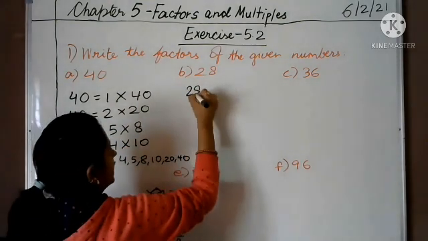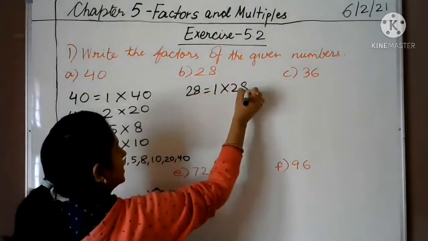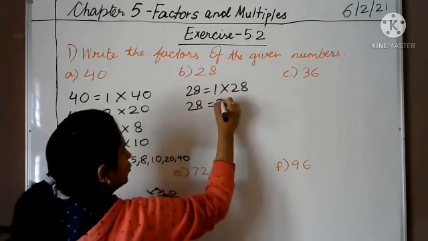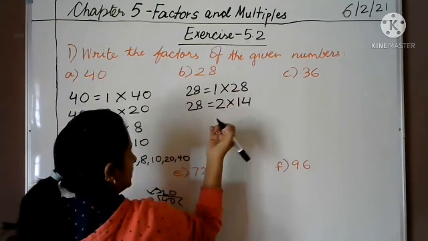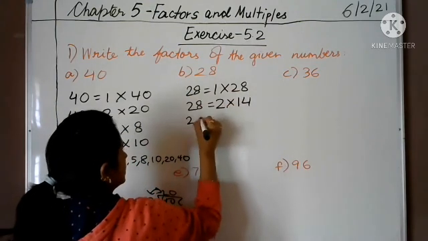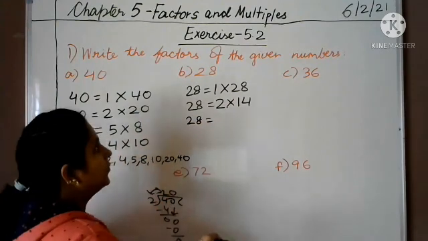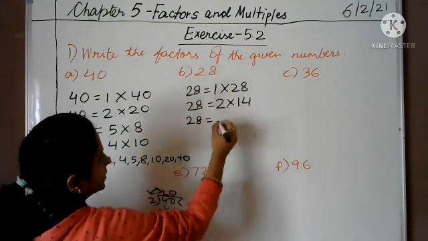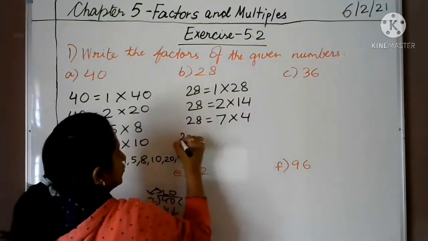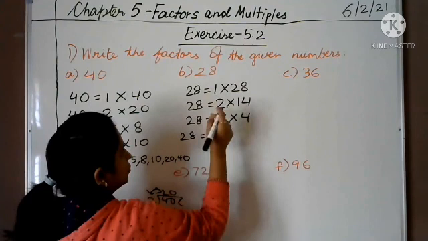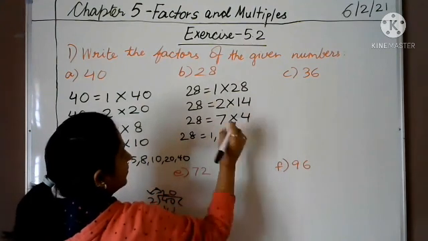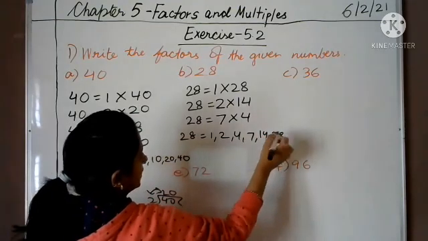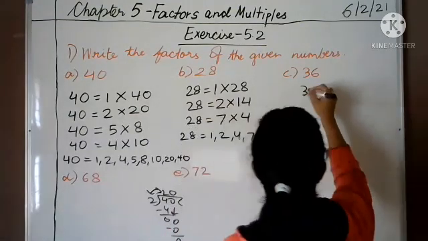Now let's look at 28. So now 28 means the first factor, 1 into 28, will be there. Now here the ones digit is 8, which is an even number, so it is divisible by 2 also. 2 14s are 28. Next, 28 is not divisible by 3, and 7 fours are 28, right? So 7 into 4. So 28 will be equal to 1 2 4 7 14 and 28.